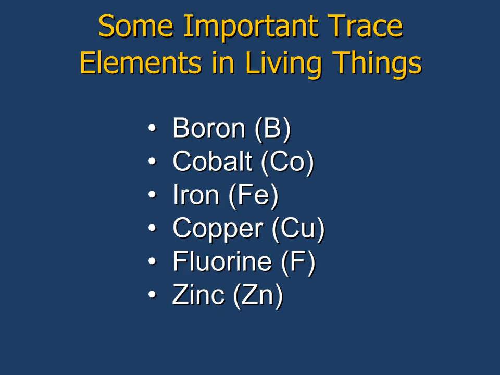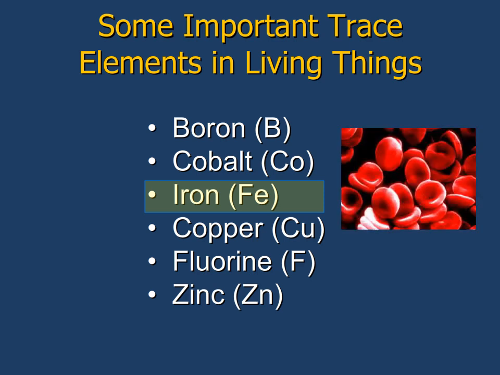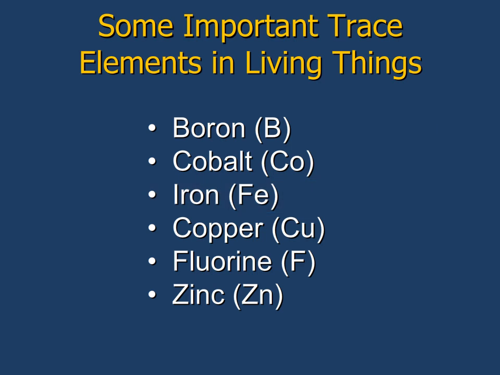And finally, there are some trace elements that are important to the human body. We call them trace elements because they're only needed in very, very small amounts. In fact, some of them can become very toxic if they're present in larger amounts. And these include things like boron and cobalt, and of course, iron. Iron, designated by the symbol Fe, is very important for the binding of oxygen to the hemoglobin molecule in blood. Copper is also important, as is fluorine and zinc. So these are the important trace elements for the human body.